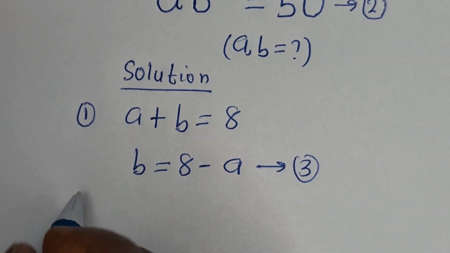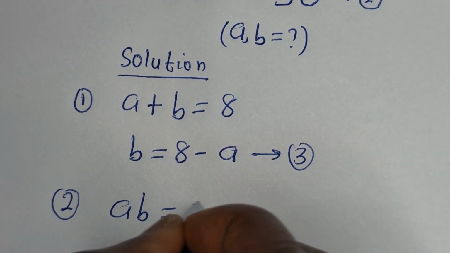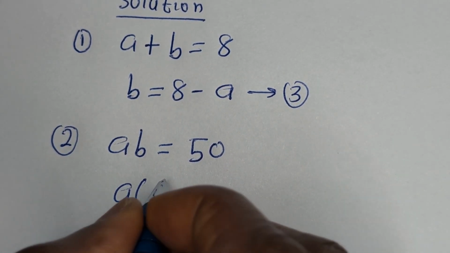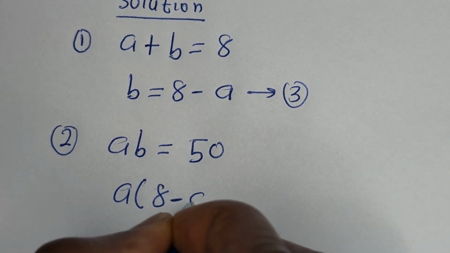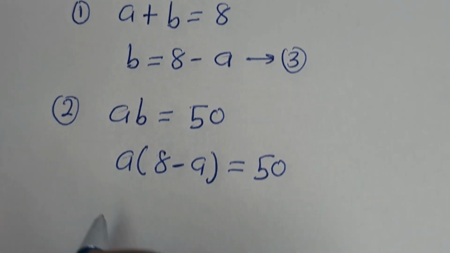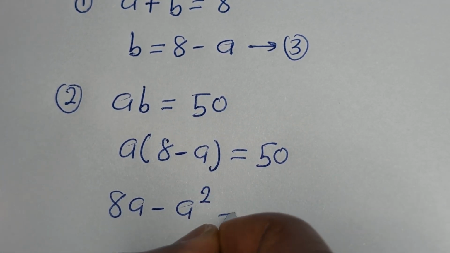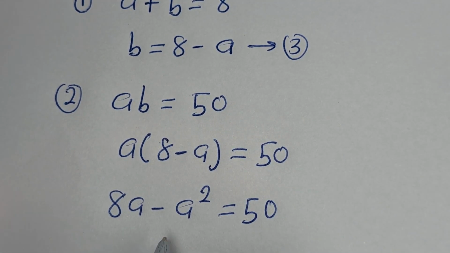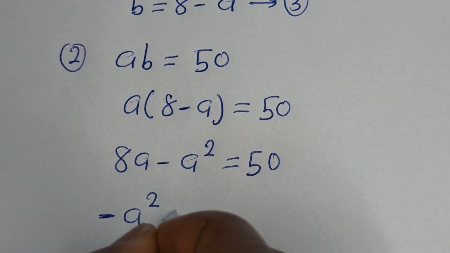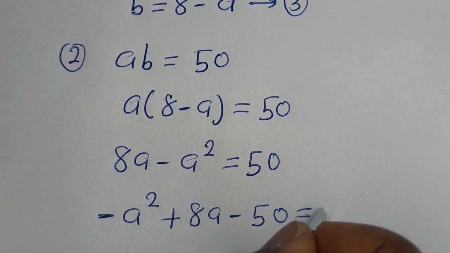Then from equation 2, ab is equal to 50. Let us substitute for b. a bracket 8 minus a, close the bracket, is equal to 50. Let us open the bracket. 8a minus a square is equal to 50. Now let us put this in standard form. Minus a square plus 8a minus 50 is equal to 0.